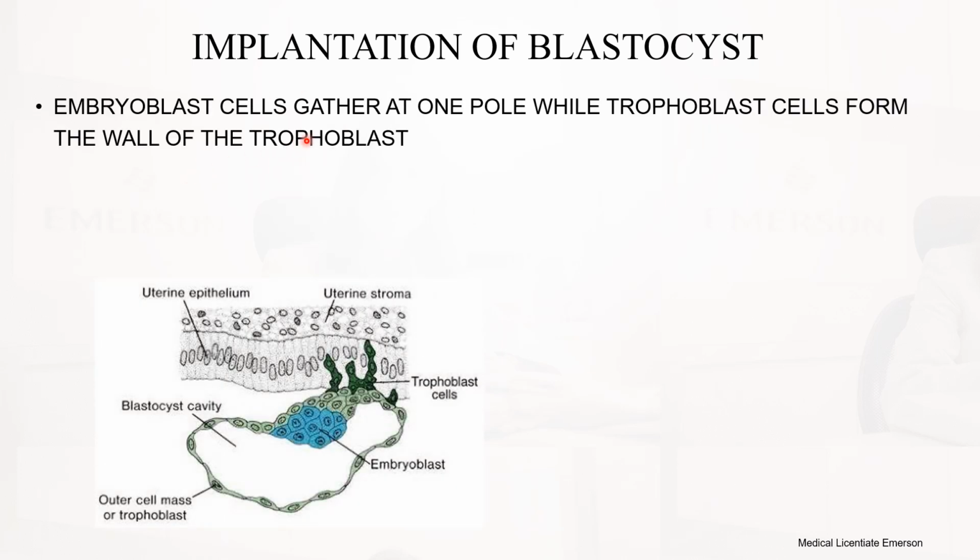The embryoblast cells gather at one pole, while trophoblast cells also form the wall of the trophoblast. So you have the trophoblastic cells on the lateral aspect, on the outer mass, invading the wall. Then you have the embryoblasts also gathering at one pole. So this is what we are saying here. You have the embryoblast, which is here, then you have the trophoblast cells here, and this is the uterine wall. The trophoblastic cells are invading the uterine wall. That's what we call implantation.